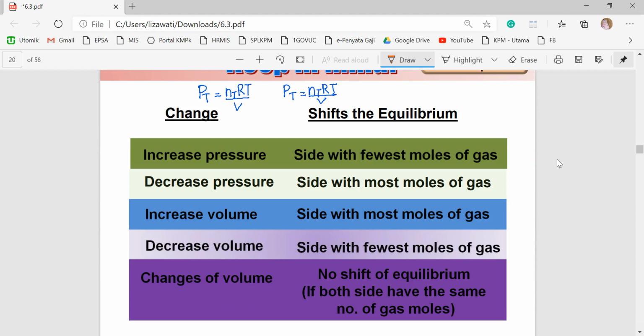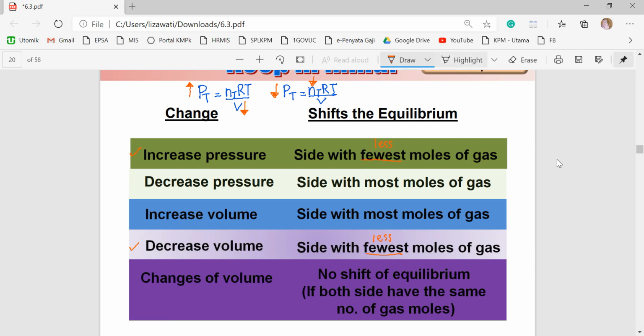Let's look at increased pressure. If we increase the pressure, the volume will decrease. The system tries to reduce the pressure of the gas by shifting to the side that has fewer moles. Therefore, it will shift to the fewest moles, meaning fewer moles of gas.